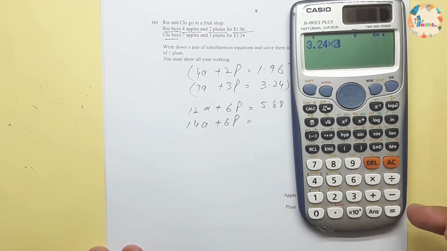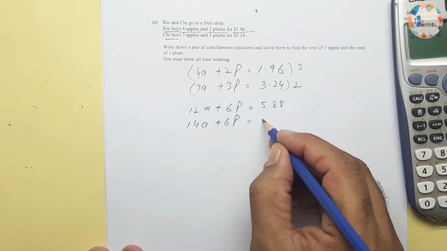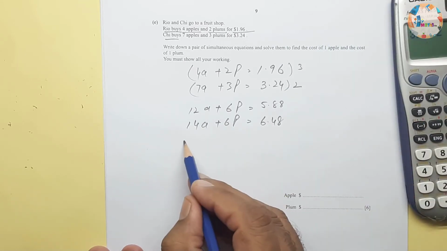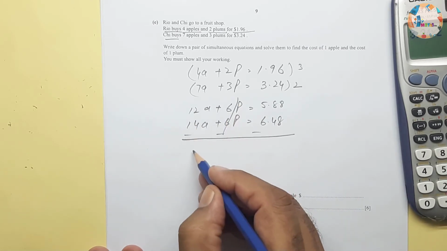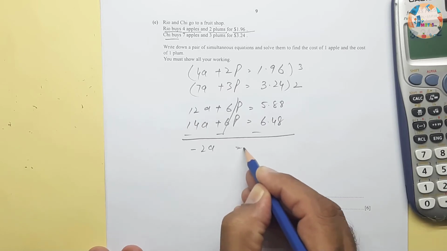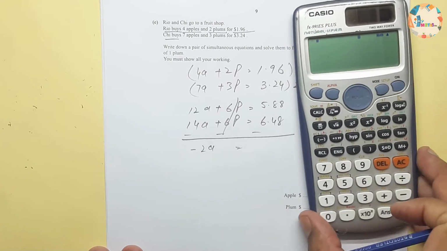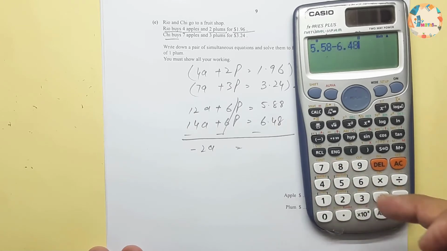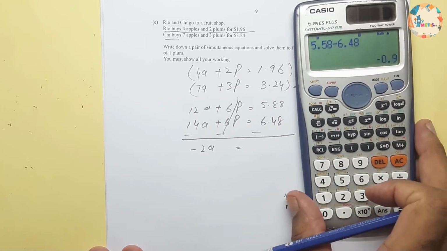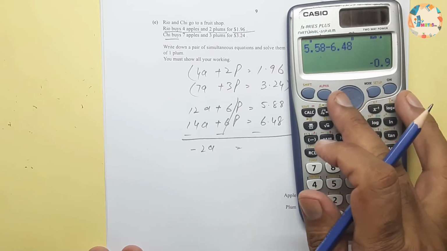And if we multiply this by 2, so this will be 14a plus 6p is equal to 3.24 multiplied by 2, which will be equal to 6.48. Now we will be subtracting. The p terms will be gone. So this will be minus 2a is equal to 5.88 minus 6.48 will be equal to minus 0.6.